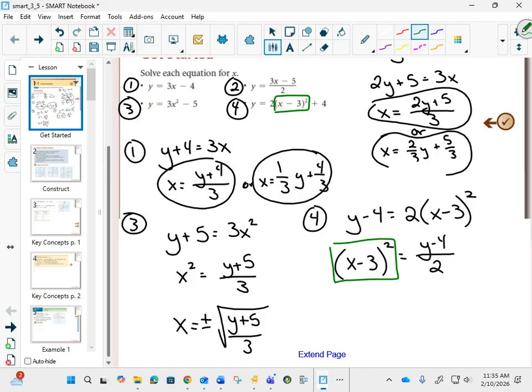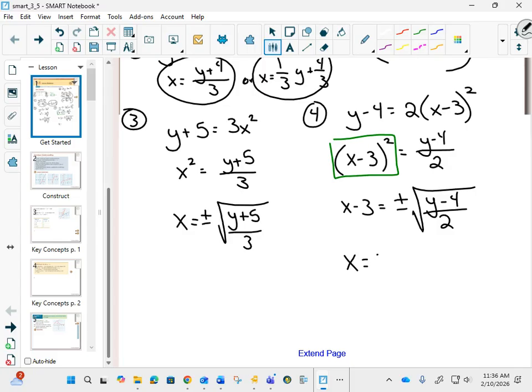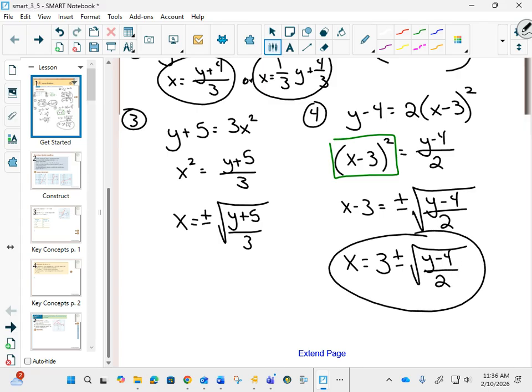Now, to get rid of a squared, I can square root both sides. If I square root both sides, I'd get plus or minus y minus 4 over 2. And then I could get x by itself by just adding the 3 to the other side. And I could get the x value by itself.